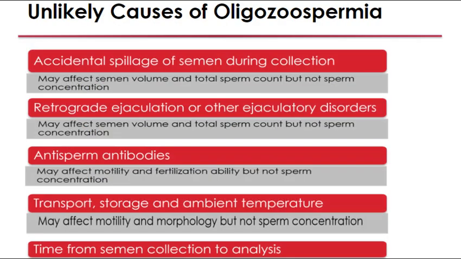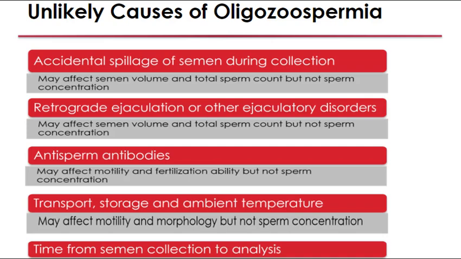The following events and factors are unlikely to result in oligozoospermia, but should be mentioned. Accidental spillage of semen from the container will result in reduction of total semen volume, but the sperm concentration in the remaining semen should not be affected. While retrograde ejaculation may result in reduction in semen volume, it should not affect sperm concentration. Retrograde ejaculation may coexist with oligozoospermia, but it is not a direct cause.